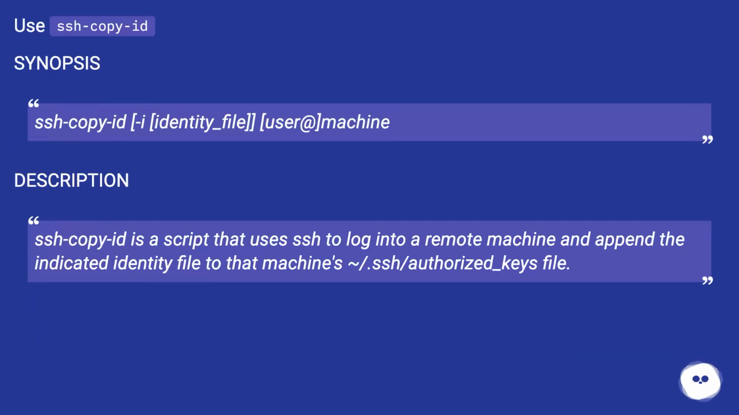Use ssh-copy-id. Synopsis: ssh-copy-id -i identity_file user@machine. Description: ssh-copy-id is a script that uses SSH to log into a remote machine and append the indicated identity file to that machine's ~/.ssh/authorized_keys file.